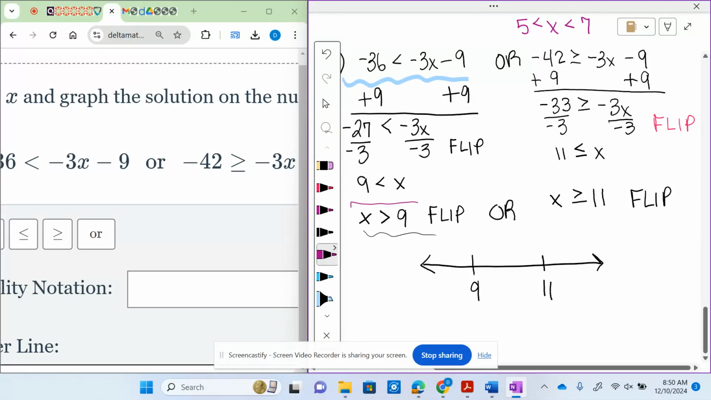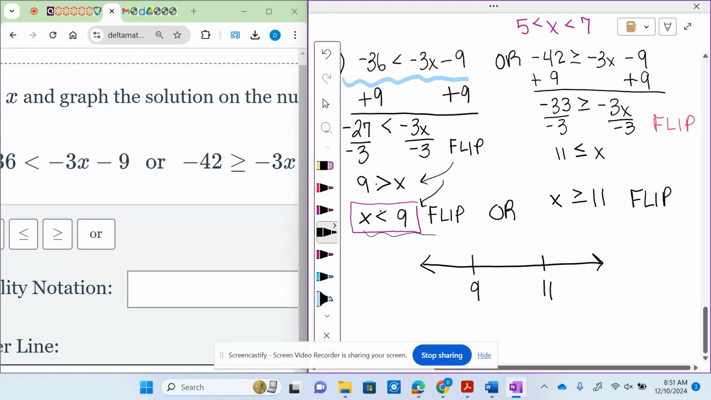Let's look at this one. X is greater than, did we flip that again? When we divided by the negative here, we didn't flip our sign. Look, less than, we divide by a negative, we need to flip it. And then when we change directions, we need to flip it again. So fix that. Flip, and then flip again.